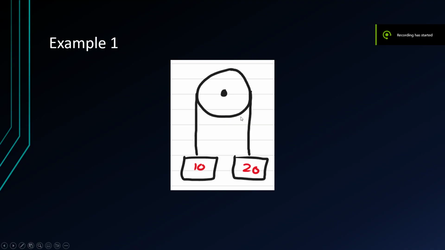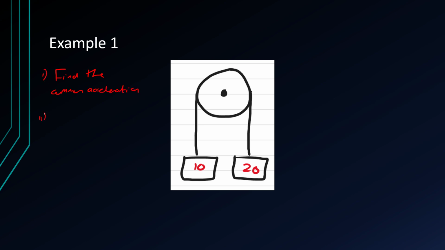So here is a sample pulley question. I should have been slightly more descriptive, but you are to find the common acceleration of the particles, and you're also to find the tension in the string. So the best way to go about a problem like this is to try imagine what would actually happen.